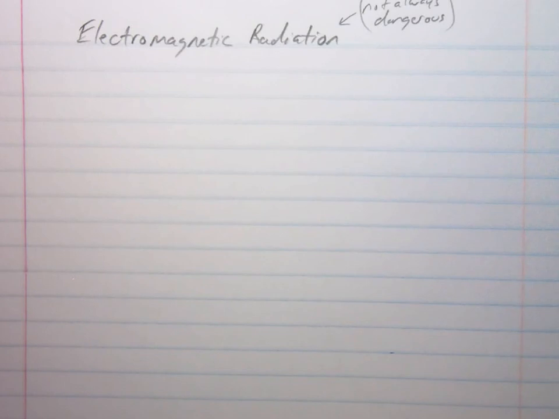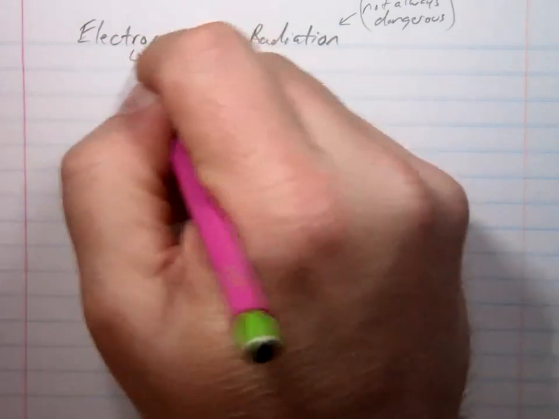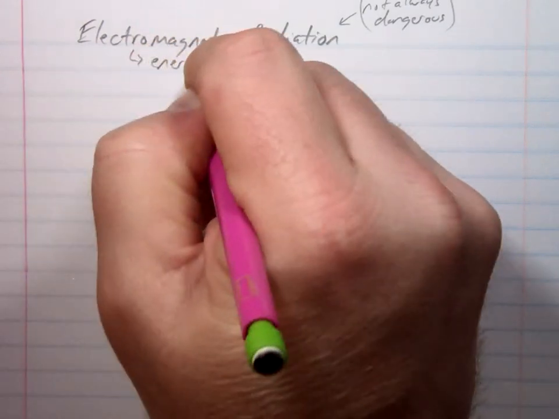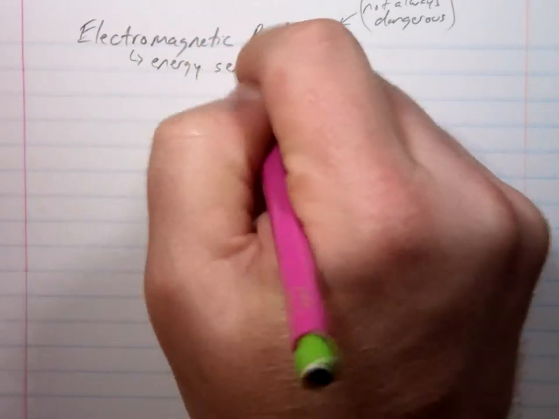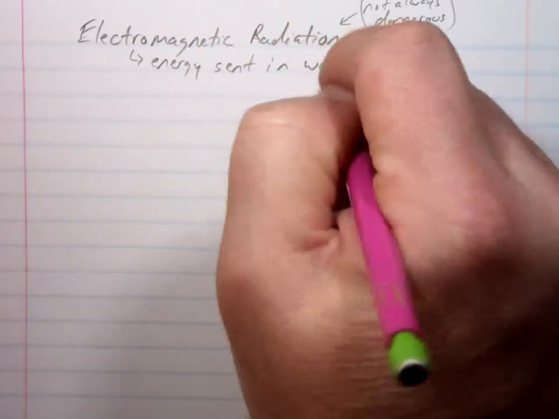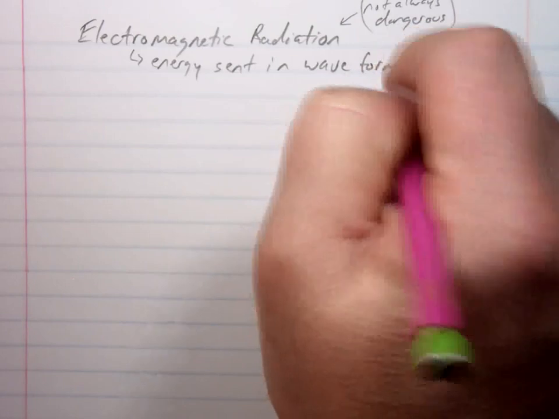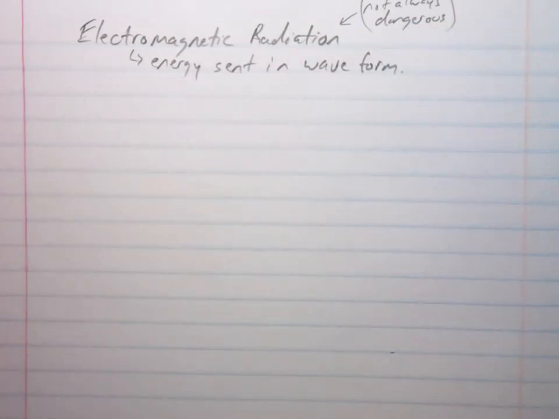So what this is, is energy sent in wave form. And I know this is more conducive to a physics class or a chemistry class. Everybody believes they have the right to be the authority on electromagnetic radiation.